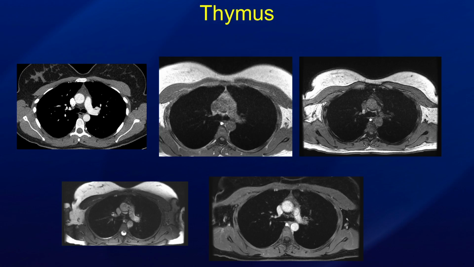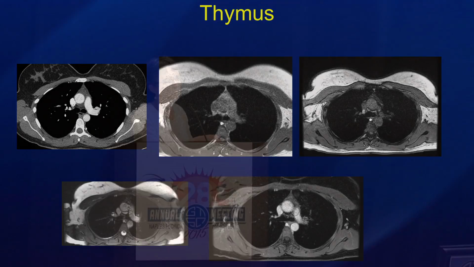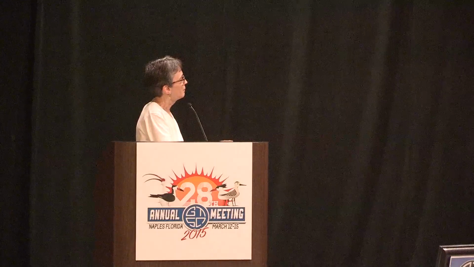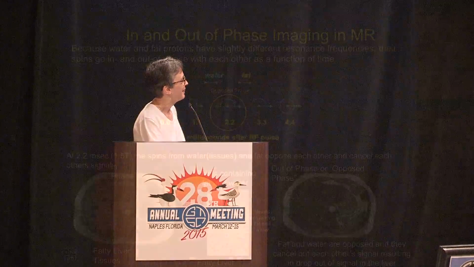And so when you see that signal dropout on the out-of-phase, it means there's fat in there. And if there's microscopic fat in there, that's going to be a normal thymus. And so that's what that is. In phase, out of phase, dropout, there's fat in it, it should be benign. It's the same thing for lung hematomas. It's the same thing for adrenal adenomas. You never thought fat would be that interesting, but it is.